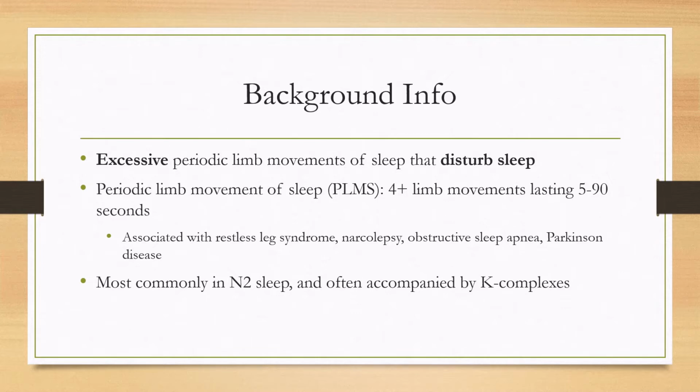So the definition of periodic limb movements of sleep is that there are 4 or more limb movements lasting between a 5 to 90 second interval. And these periodic limb movements of sleep can be seen in association with restless leg syndrome, narcolepsy, obstructive sleep apnea, and Parkinson's. Most commonly, the periodic limb movements of sleep are seen in N2 sleep, also in N1 sleep, and they are often accompanied by K complexes.